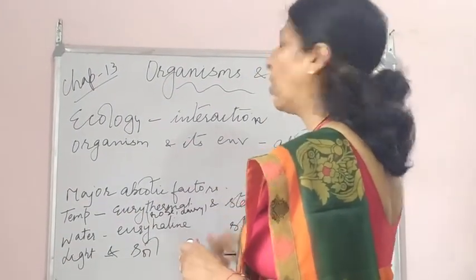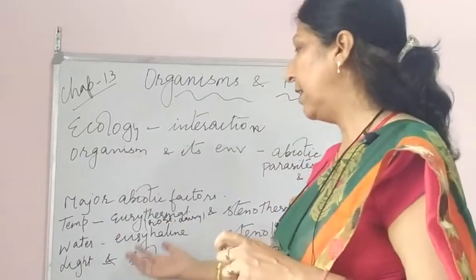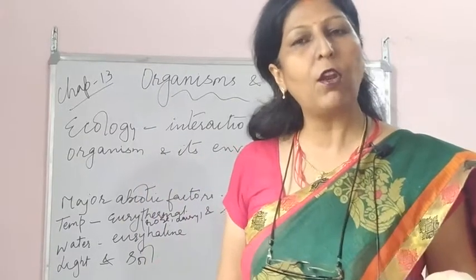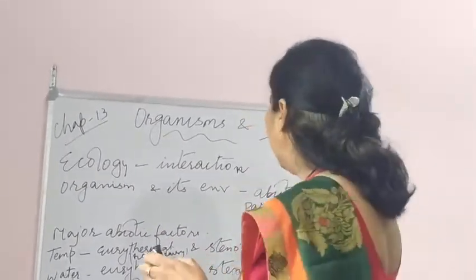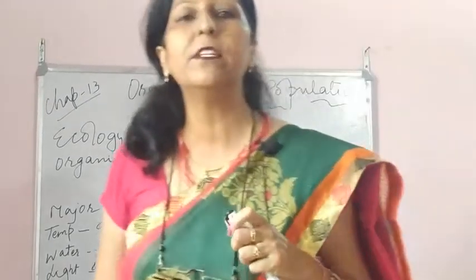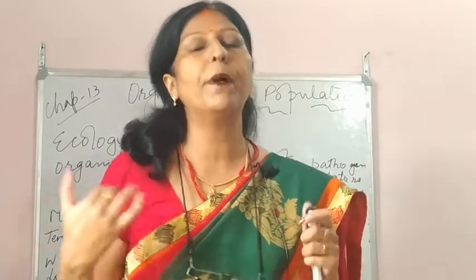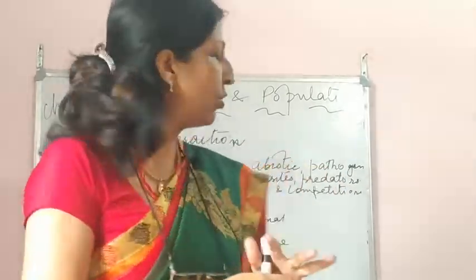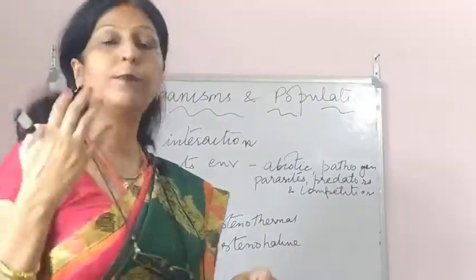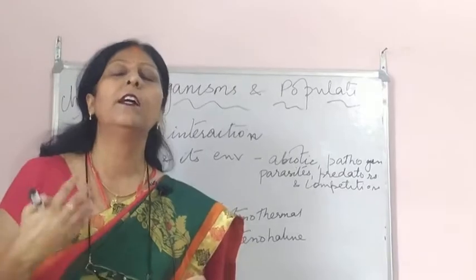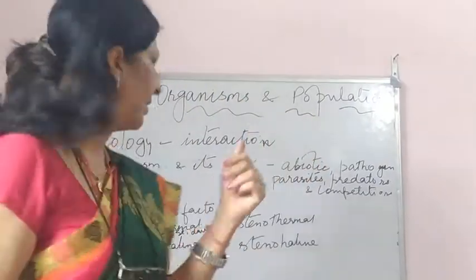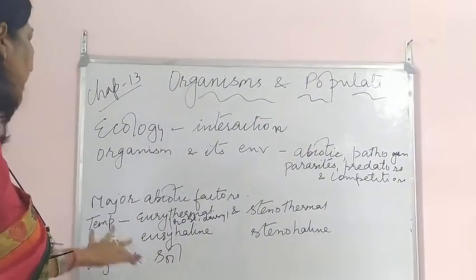And plus what we study, it's not only that the temperature, the water, the light and the soil help in the growth of the particular organism, or they interact with it. Even the parasites, the predators, the pathogens, the competitors, they also affect the proper growth of a particular organism. It's not only these abiotic factors, but the other organisms, again pathogens, parasites, predators and competitors, they also play a very important role in the growth of a particular population, you can say. Now let us come to these major abiotic factors.